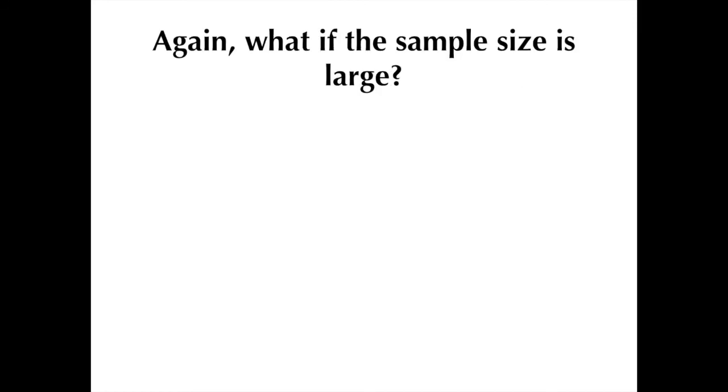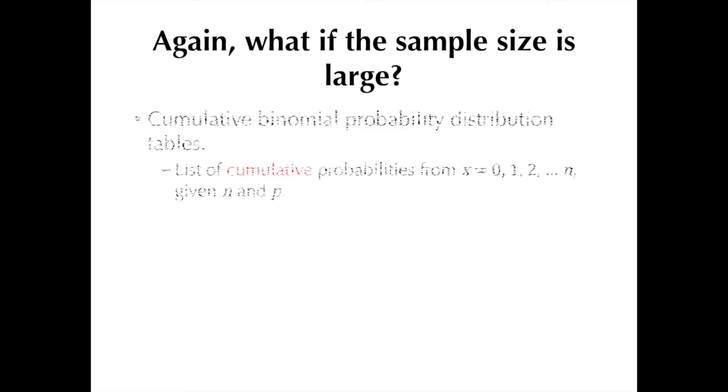But again, what if the sample size is large? Then clearly, computing for each resultant probability becomes really tedious. It's a good thing, however, that we have cumulative binomial probability distribution tables. Now, these are tables that give us all the computed cumulative, so take note, cumulative probabilities beginning with x equal to 0 up to some specific number of successes given a particular value for n and p.